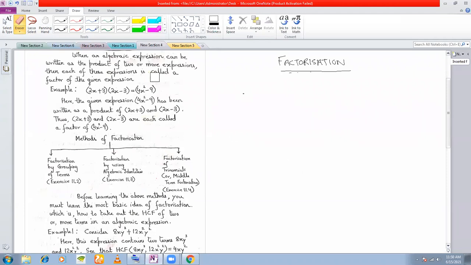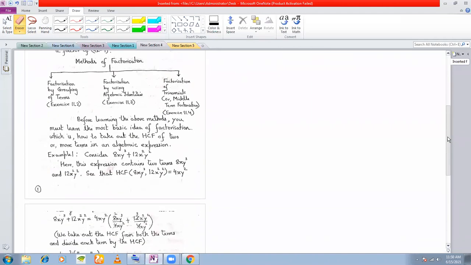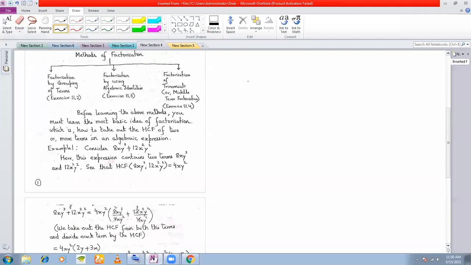Now, what do you mean by grouping of terms? Let us take this example. Suppose I have an expression 8xy cube plus 12x square y square. So this expression consists of two terms, right? This is one term, this is the other term.